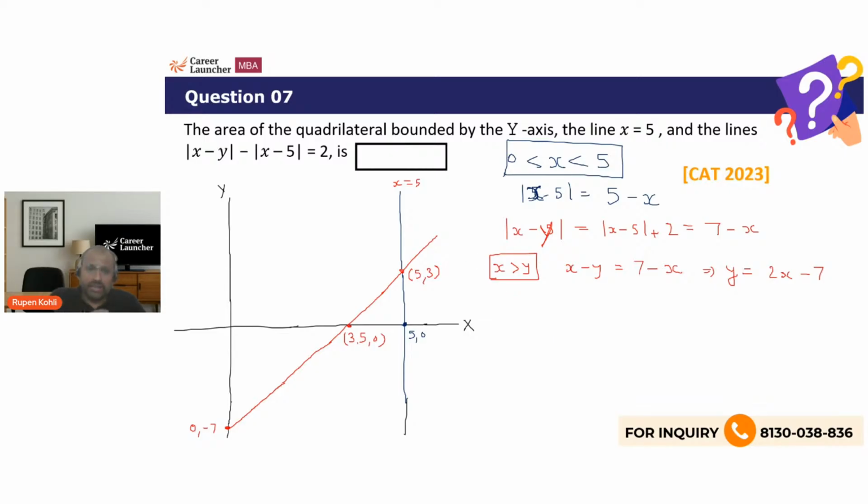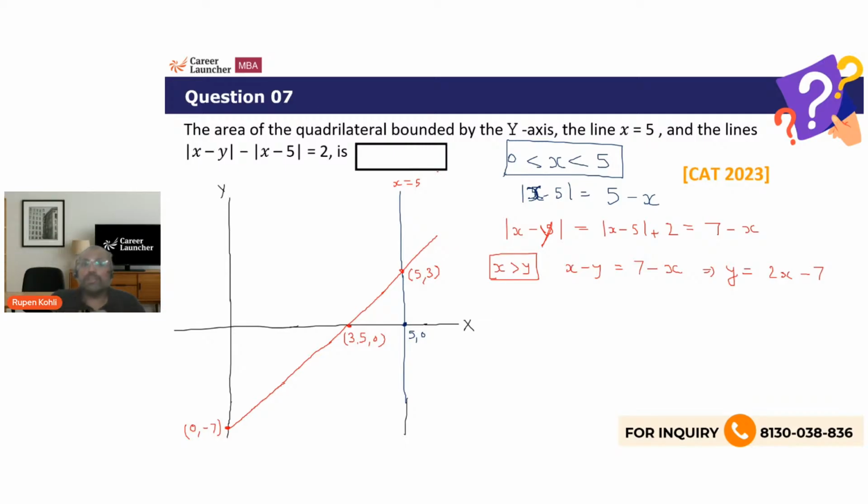Now look at this: in all these points that we have drawn, from starting (0, minus 7) up to (5, 3), x is always more than y. 0 is more than minus 7. 3.5 is more than 0. 5 is more than 3. So this line is valid in this range, right? Perfect. So this is one of the boundaries.